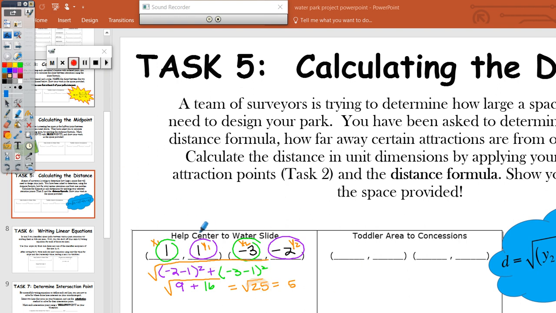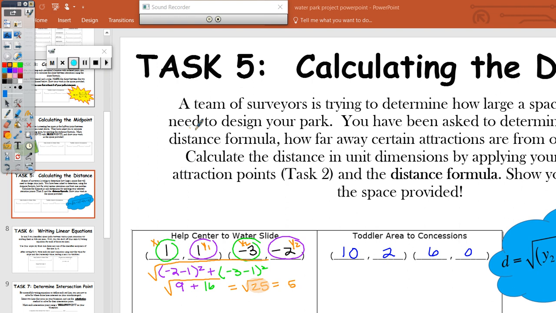Sometimes this number under here, this 25, underneath the radical does not come out to be a whole number. So we don't just want to type this into the calculator and get a decimal. We want to have a reduced radical, a radical in its simplest form. So I'm going to give you another example where it does not come out to be like this. For example, if my toddler area was at (10, 2) and my concession stand was at (6, 0).